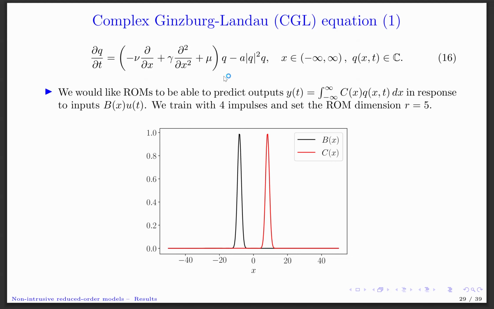And so we train with 4 impulse responses. So we hit the flow at different magnitudes at this spatial location. Then we collect trajectories given by the solution of these systems. And we want a 5-dimensional system. So here I think we had 400 states coming from the finite difference discretization of this PDE. So we go from 400 to 5. Let's see what we can do with this.